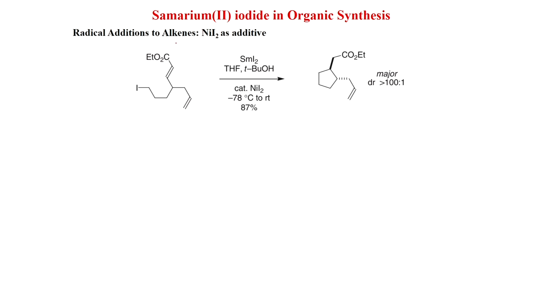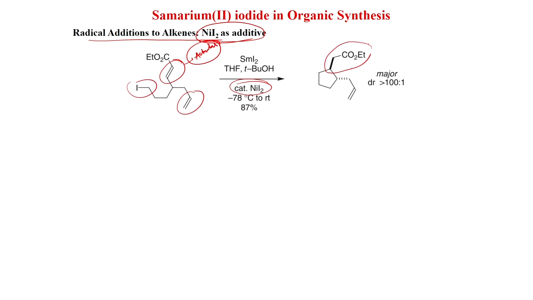And if you add nickel iodide as an additive, then the reaction is very fast. It has been found that in radical-alkene coupling, if you add a catalytic amount of nickel iodide, then the efficiency is very high. Of course, two kinds of olefin are present. This one is the activated olefin, and the radical that is forming adds to the activated olefin, and this other olefin is untouched.